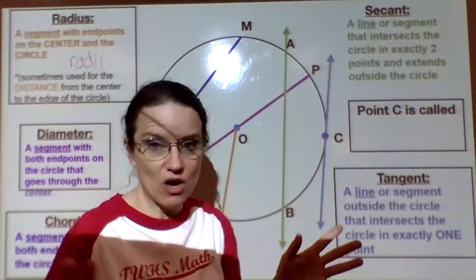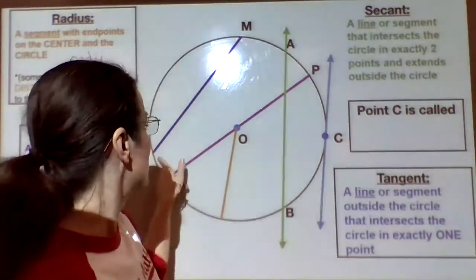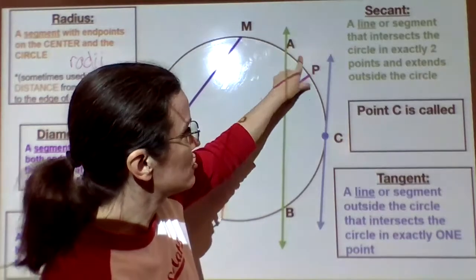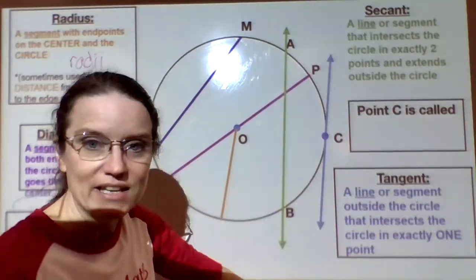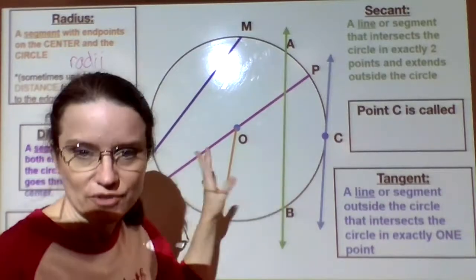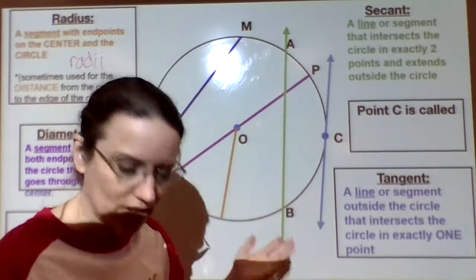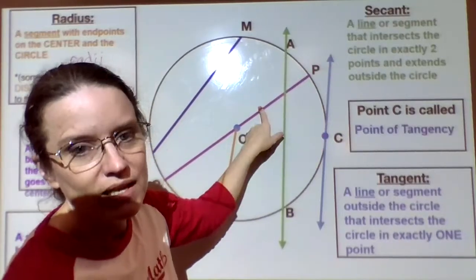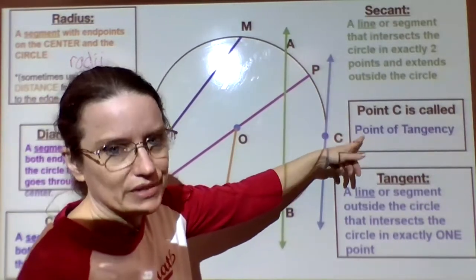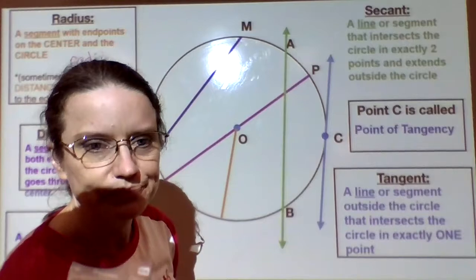So if you've heard the phrase going off on a tangent, that's because you're going along having your conversation just fine, but then you go off on that tangent line and suddenly you're no longer within the circle of your conversation. See, it all connects. This point where the tangent touches the circle is called your point of tangency.